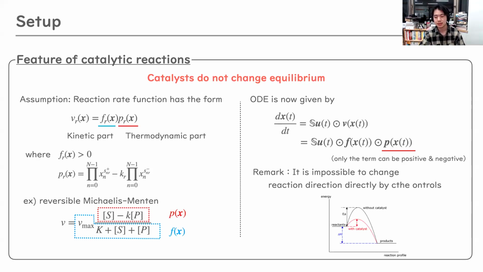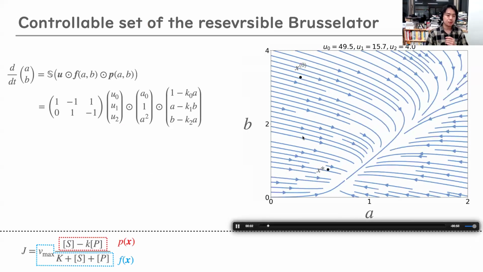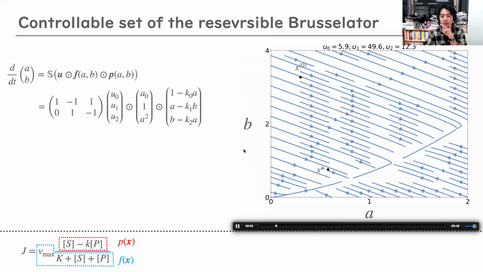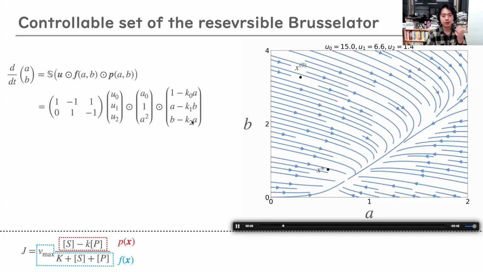This is a rephrasing of the fact that a catalyst does not change equilibrium, because even if you change the amount of enzymes, you cannot directly change the direction of the reaction. If you want to change the direction of the reaction, you have to control the metabolite concentration. So indirectly, of course, you can change the direction, but you cannot directly change the direction. By using this, we can actually compute the controllability of the catalytic reaction system.